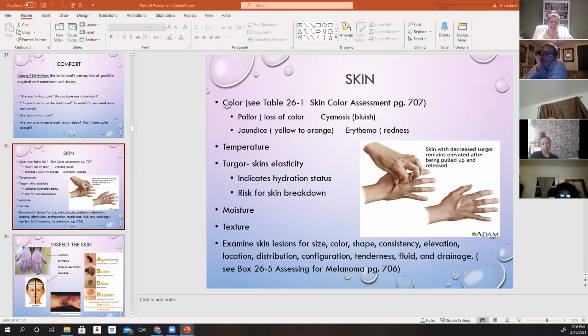Then we have jaundice. Jaundice is where they would have a yellowish tint, and it's going to be all over their body. It's going to be in their mucous membranes, in their skin, in their sclera.